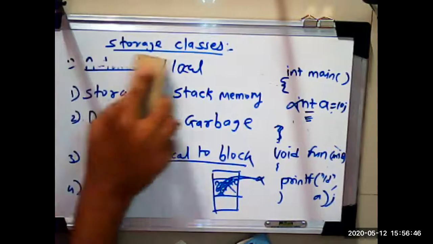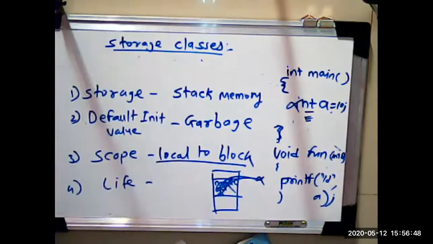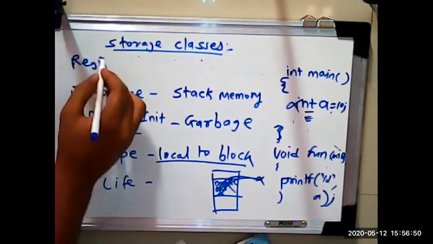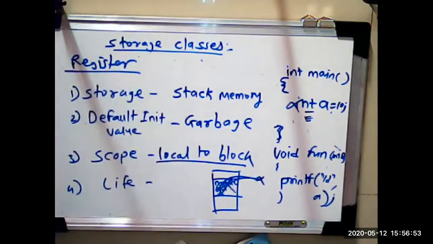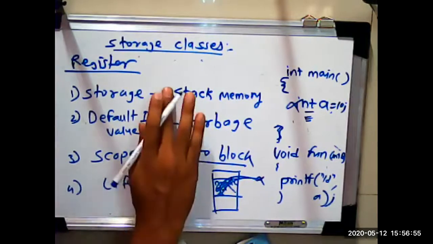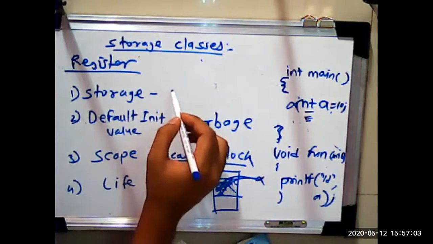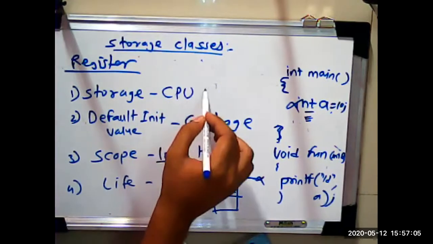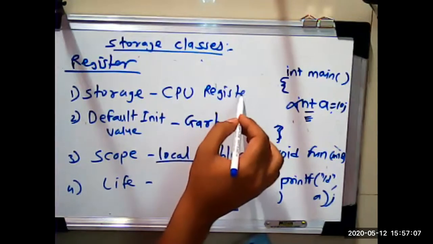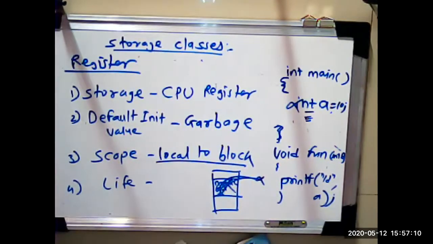Okay, now the next storage class is the register storage class. Now register storage class is very similar to your automatic, only one change: the storage. Register storage class means the storage is nothing but your CPU register. It means that if you declare your variable as a register variable, then the memory for that variable gets allocated in your CPU register.